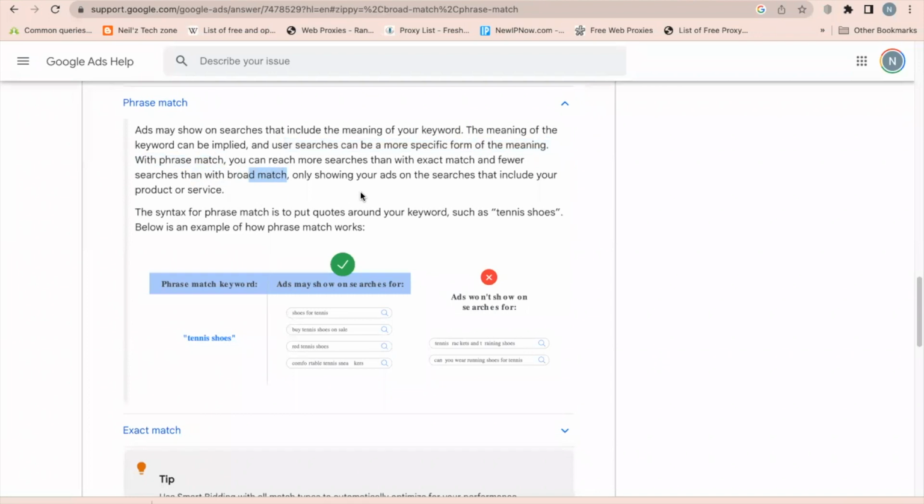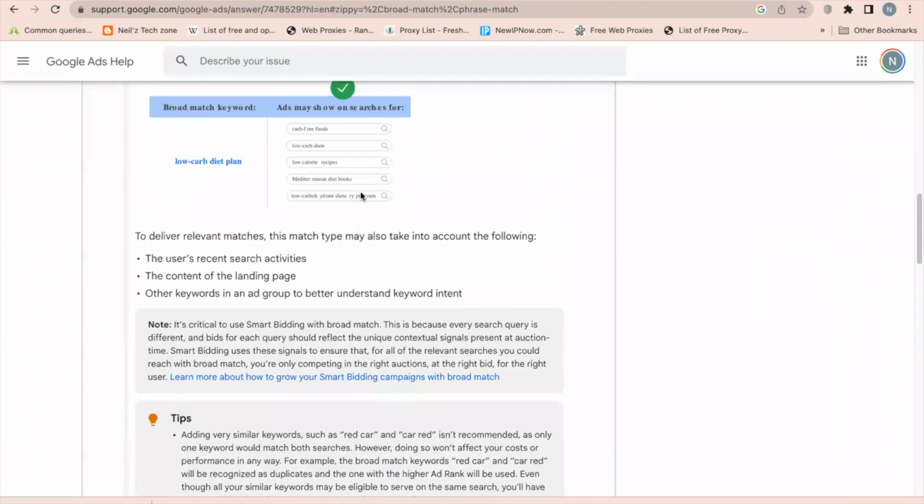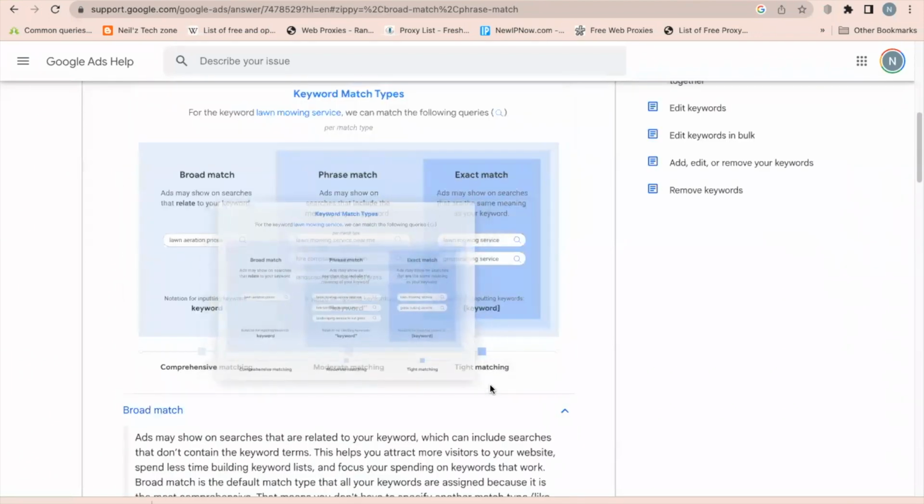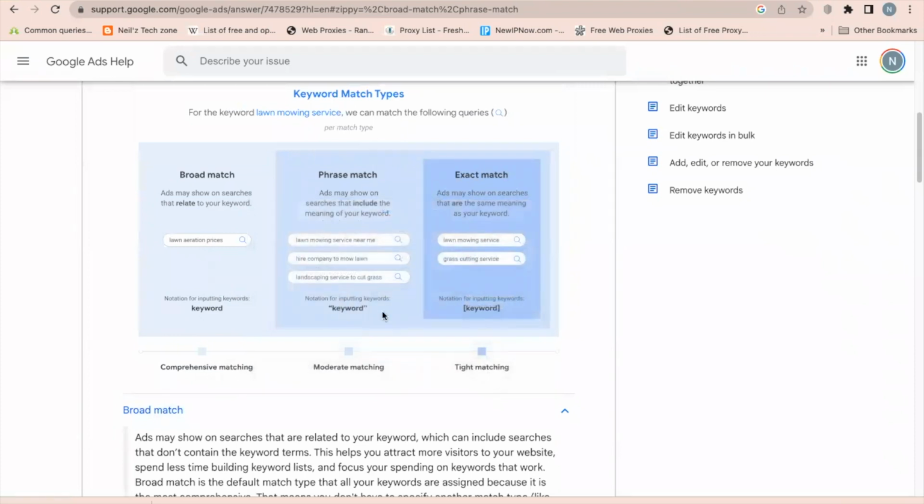Of course, because exact match is very, very specific, the volume on that will reduce. Phrase match is a little bit moderate. Exact match is very tight matching, phrase match is a little bit moderate matching, and broad match is very loose or comprehensive matching. That's why the volume is different. For the same keyword, if you put an exact match, the volume will considerably reduce. If you're getting 10,000 visits per month on broad match, probably on phrase match you will get 2,000 or 3,000, and on exact match you may get 1,000 or 500 only.